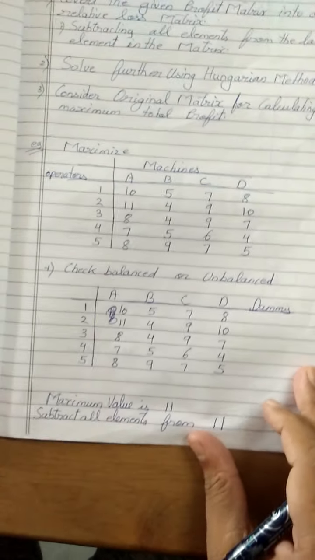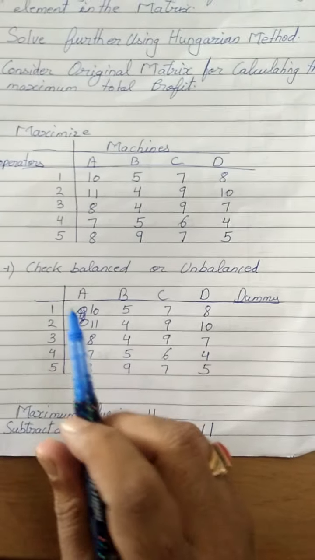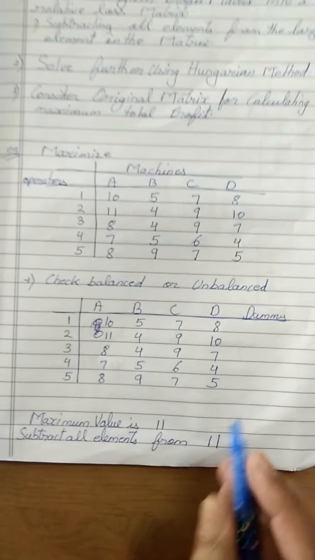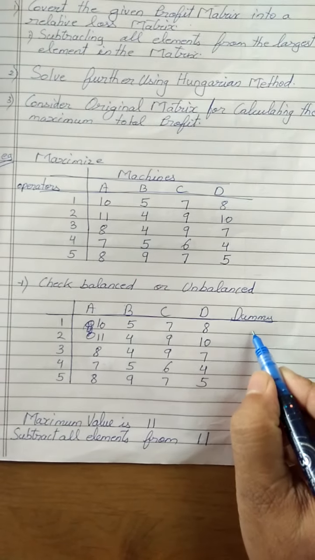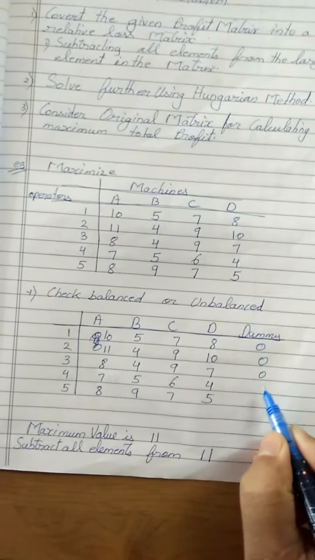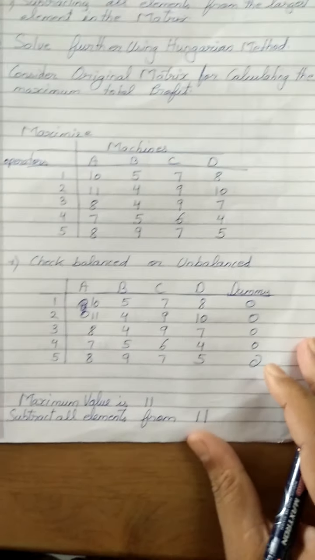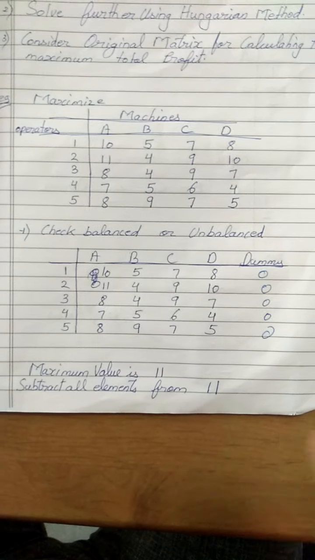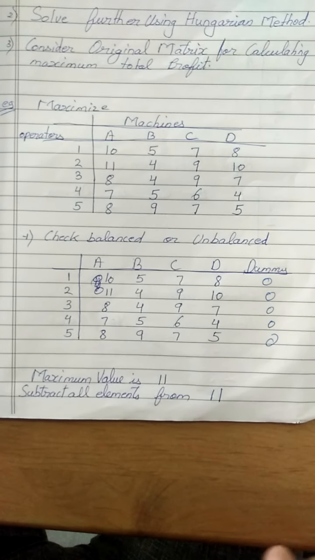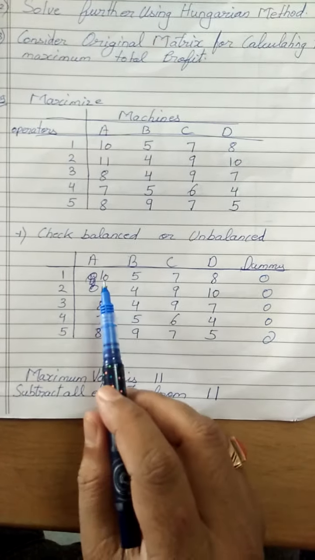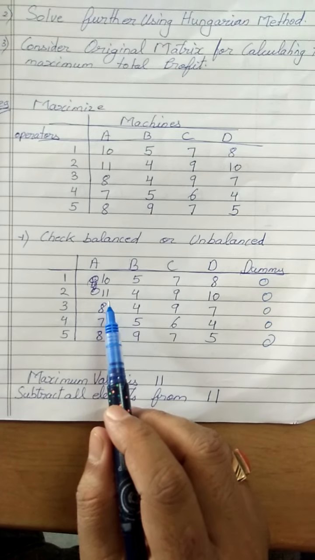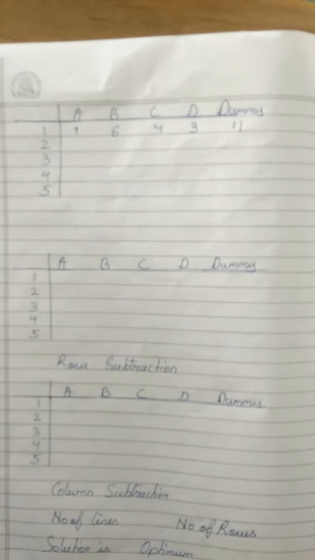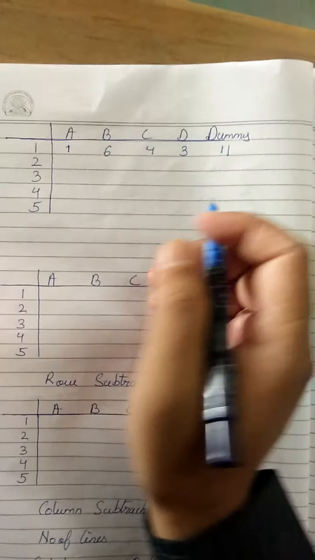Now in this problem, the first step is to check whether it is balanced. Here there are 5 rows and 4 columns, so we need to add one more column, that is a dummy. Add values of 0 in that dummy column. Now we need to convert this matrix into a minimization matrix. Consider which is the highest value. The highest value is this 11. Now subtract all the remaining values from 11.